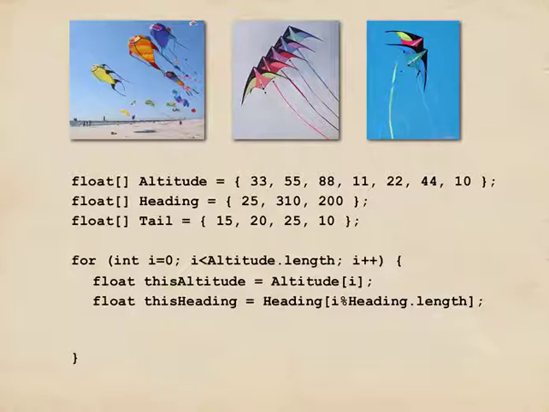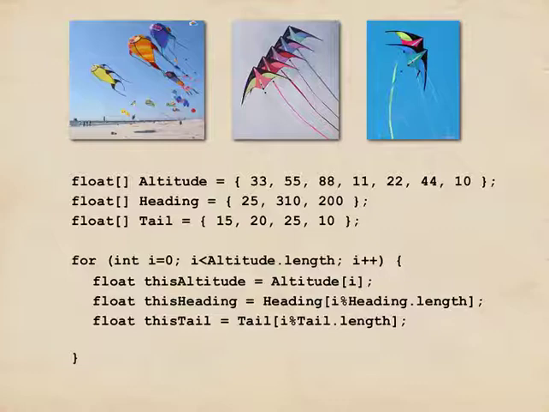Similarly, to get a value out of tail, I ask for tail sub i mod tail.length. And now I'll get back tail sub 0, tail sub 1, tail sub 2, tail sub 3, back to tail sub 0. So each array works its way through all of its elements and then starts over again. And then of course, I'll build a kite and display it.